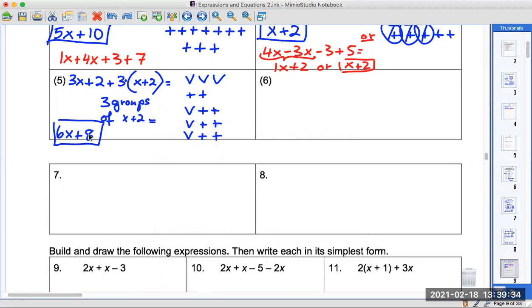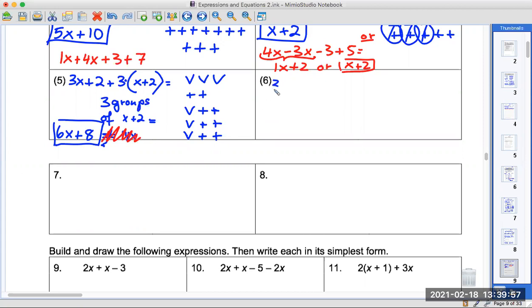Remember, we're not adding 6x plus 8. So I'm going to put a big no. It's not 14x. This is wrong. So do not do that, okay? Because they're not like terms. So stop yourself, okay? And we're on number 6.